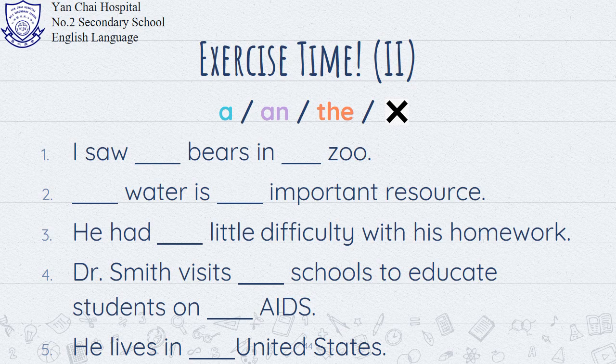Exercise time, part 2. Please choose the correct article a, an, or the. If no article is needed, put a cross on it. You now have 1 minute to finish this task. You may start now.